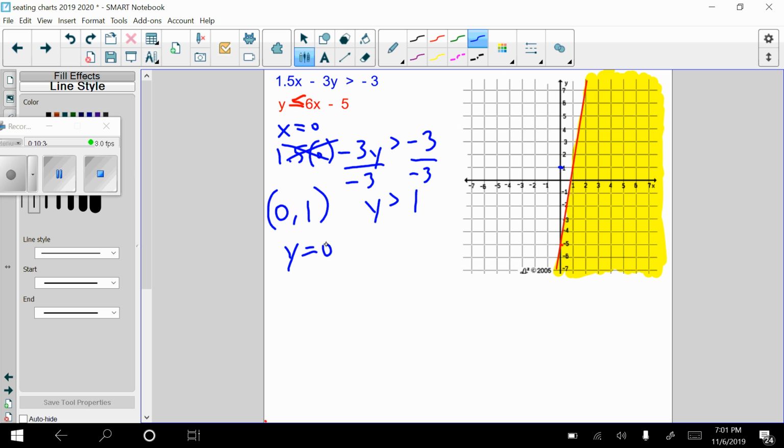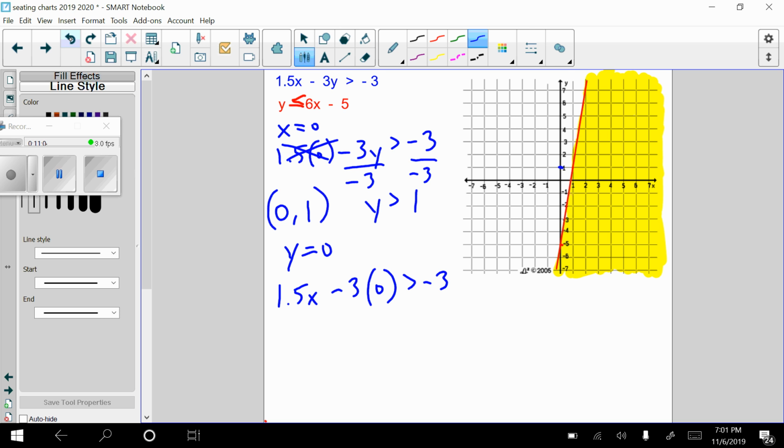When I plug in, I get 1.5x, subtract 3, but now instead of times y, it's times 0, because I'm making y equal to 0. And that's going to be greater than negative 3. So again, the only thing that changed is I replaced the y in the original equation with 0. That's the only thing that changed. Everything else is the same.